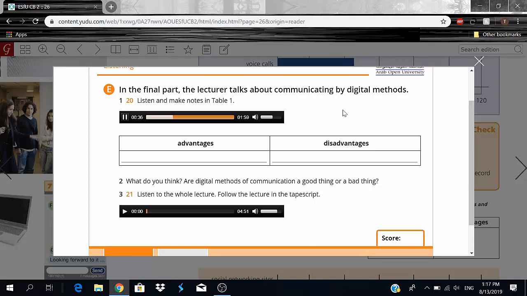Firstly, teenagers use digital methods to keep in touch with their friends. Okay, so here we have our first advantage, and it is that teenagers use digital methods to keep in touch with friends. So we can write that down as an advantage: keep in touch with friends. Okay? Sometimes their friends live in a different town or a different part of the city, but they can talk to them every day.